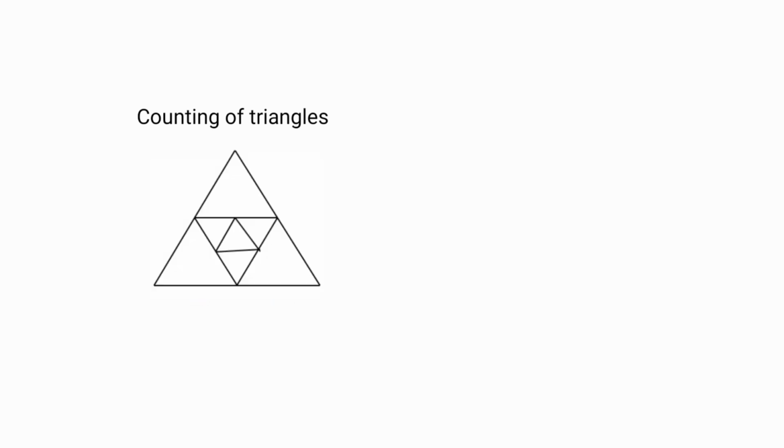Let's see the second question. This is the modification of the previous figure. How to solve this question? We know that by neglecting the innermost triangle, there are 5 triangles, which we have seen in the previous question. Now when we add the innermost triangle, there will be 4 more triangles extra. So total 5 plus 4, 9 triangles will be there.